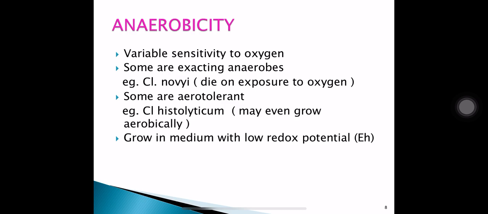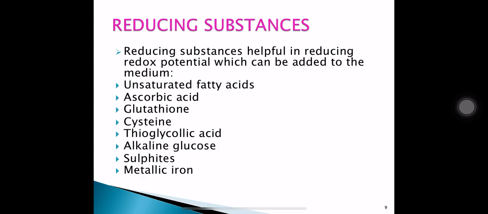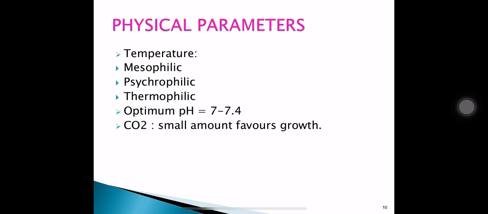Clostridia grow in a medium with low redox potential. To reduce the redox potential, several reducing substances can be added to the culture media of growing Clostridia. Example, unsaturated fatty acids, ascorbic acid, glutathione, cysteine, thioglycolic acid, alkaline glucose, sulfides, and metallic ions.